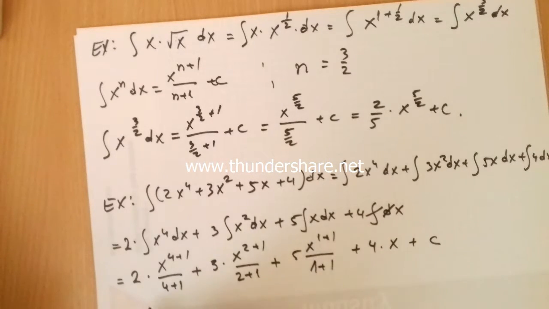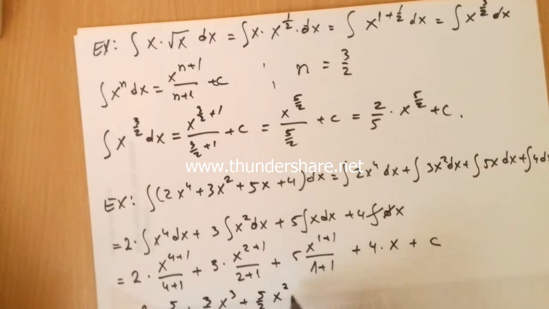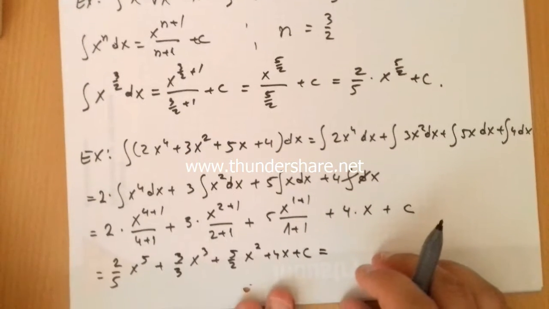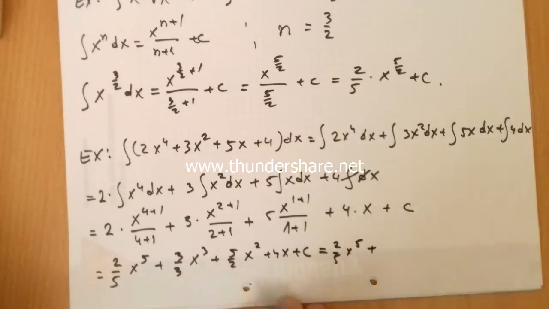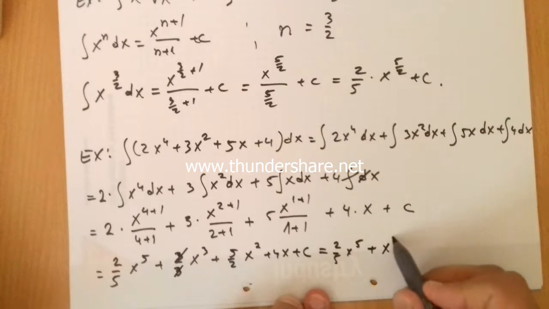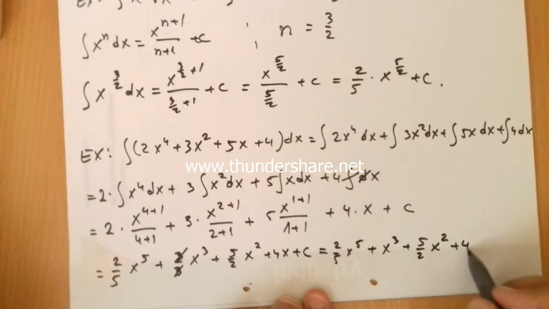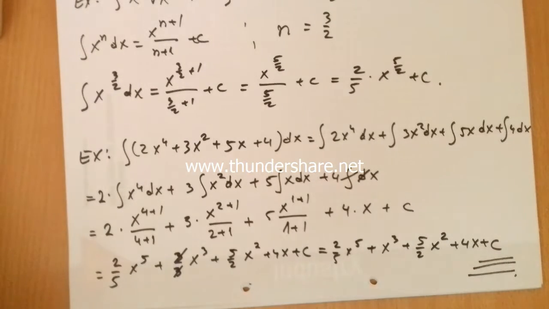and this one is equal to 2 over 5 x to the 5 plus 3 over 3 x to the 3 plus 5 over 2 x squared plus 4x plus c, and this is equal to 2 over 5 x to the 5 plus x to the 3 plus 5 over 2 x squared plus 4x plus c. This is the integral.